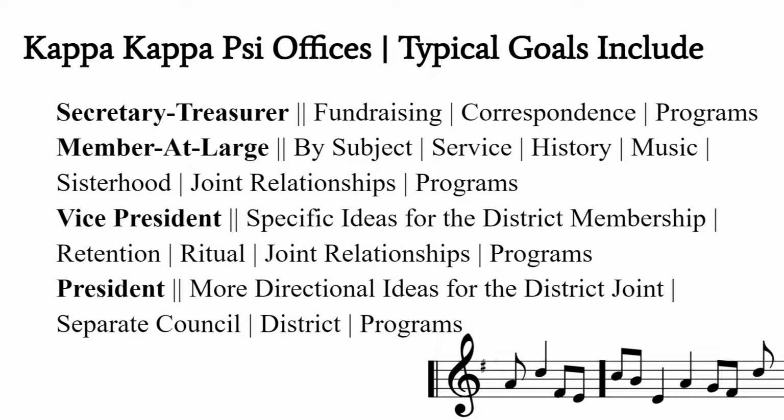This next slide is talking about the Kappa Psi offices and what goals can include. It lists things by subject, such as fundraising for the secretary treasurer, and ideas by subject for the member at large, such as service, history, or music. For the vice president, it's talking about membership and retention and ritual. And for the president, it's talking about more directional ideas for the district, jointly and separately.